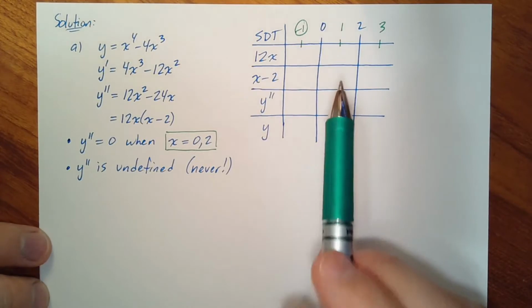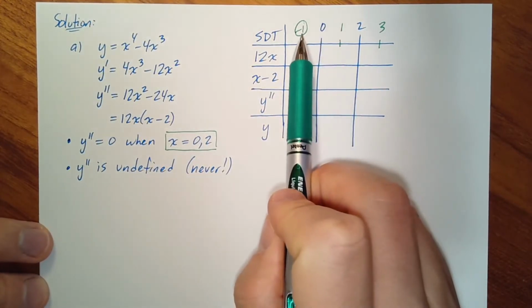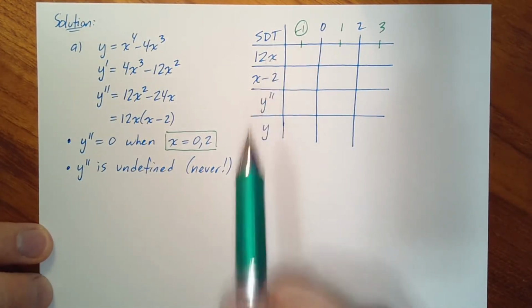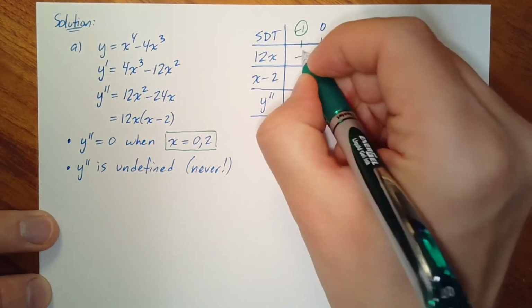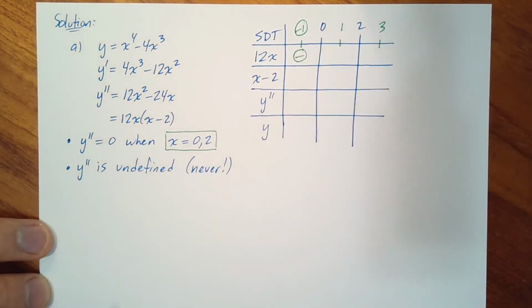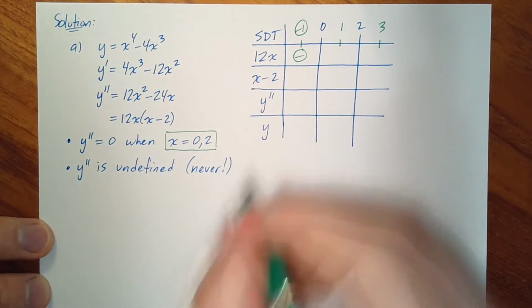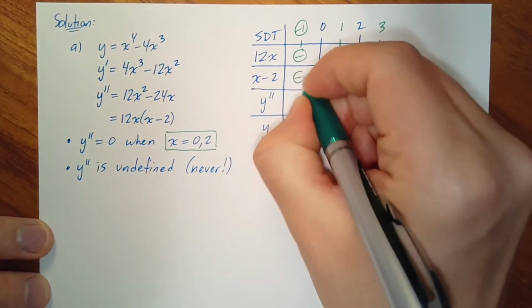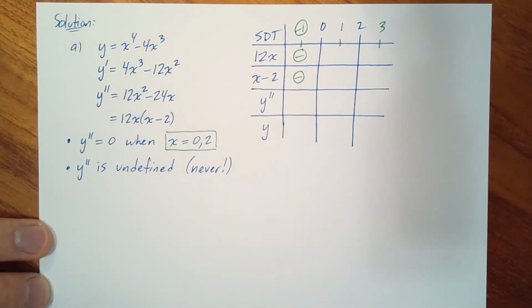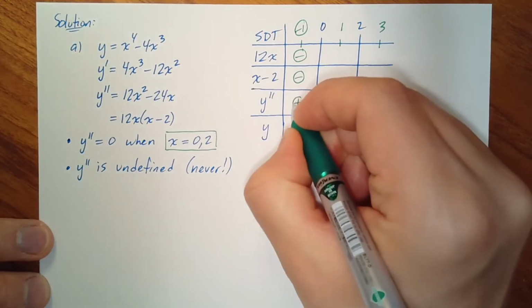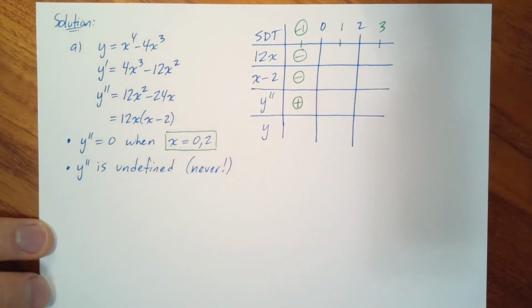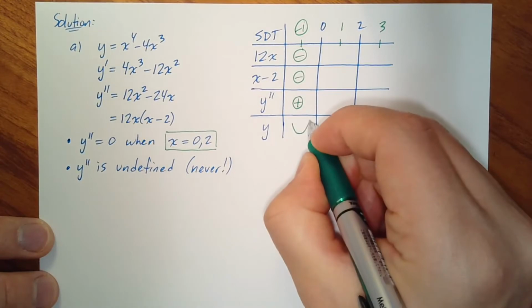Nothing special about that. Okay, and if you plug -1 into both of these factors, well, for 12x, you're going to get -12, which is negative. And if you plug -1 into x minus 2, you're going to get a negative as well, because it'll be -3. So the product of two negatives will be a positive. And, well, what does that say about the function? That means the function is concave up.